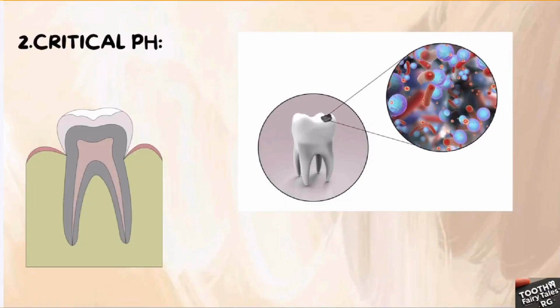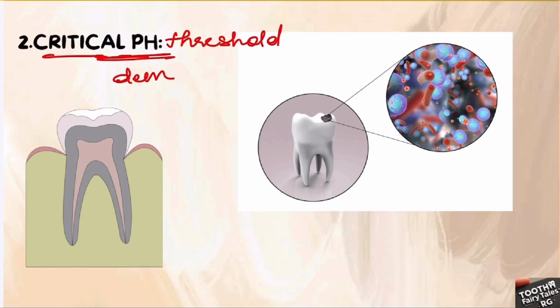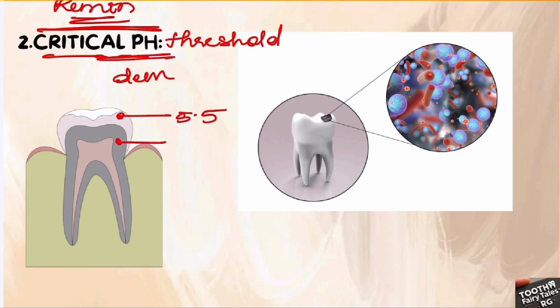Now let's move on to the concept of critical pH. Critical pH is a threshold below which demineralization happens and above which remineralization happens. For enamel, the critical pH is 5.5 and for the dentin, critical pH is 6.2. So for the dentin, the critical pH is a bit higher.